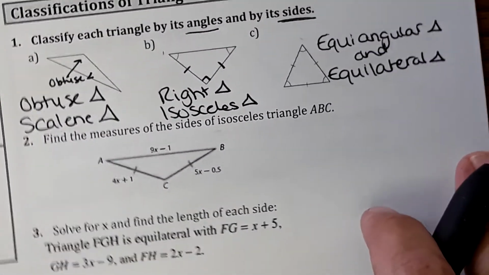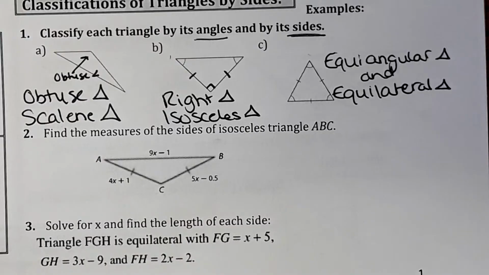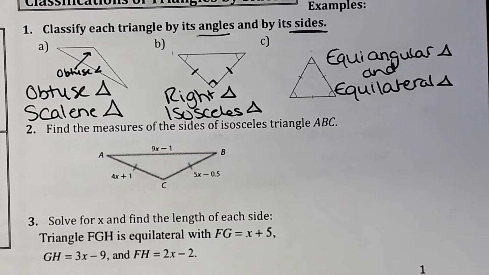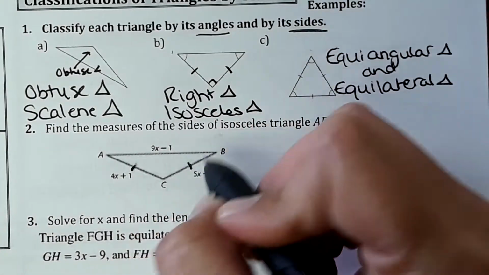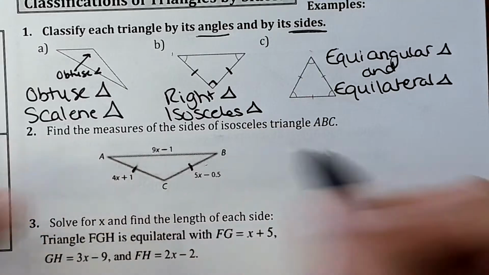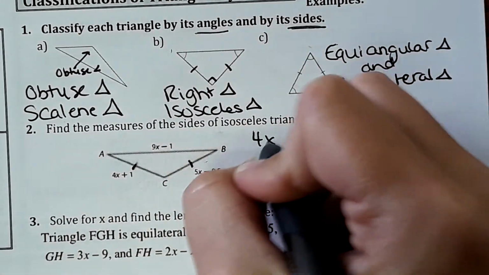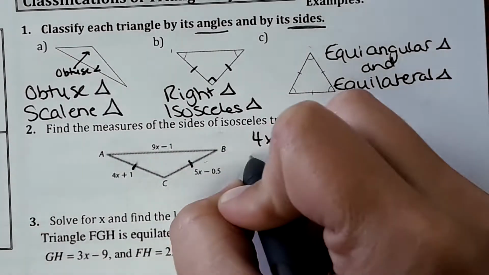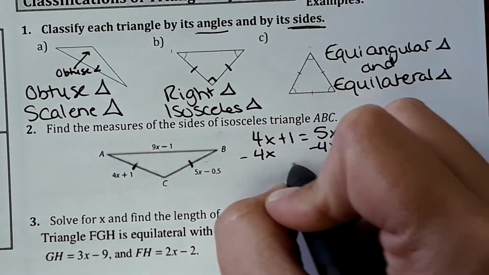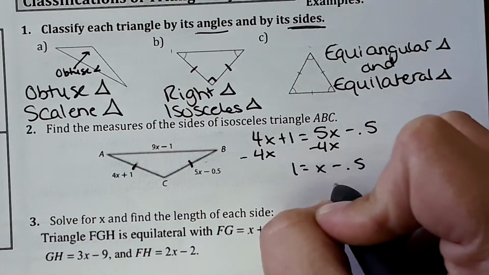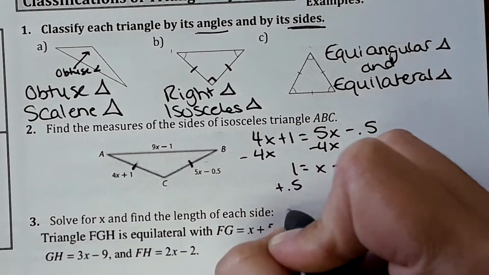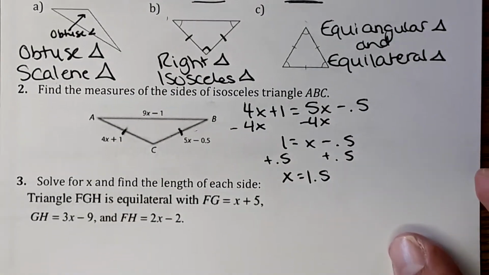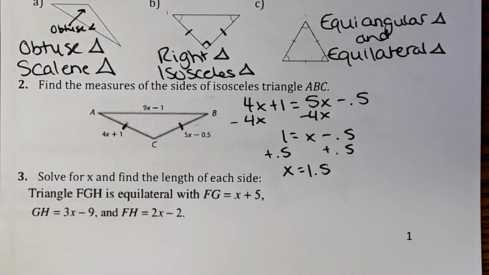Okay, number 2, then it starts bringing in the math. Find the measure of the sides of isosceles triangle ABC. Okay, shows the isosceles triangle. With this is equal to this length, so we can set these expressions equal and solve for x. So 4x plus 1 equals 5x minus 0.5, and then just solving for x. I get x equals 1.5.